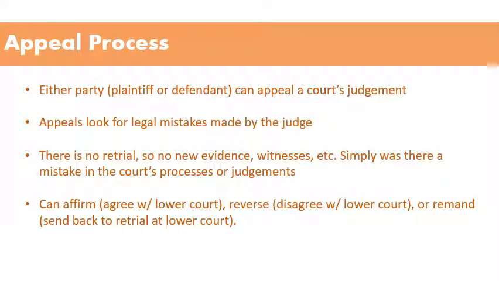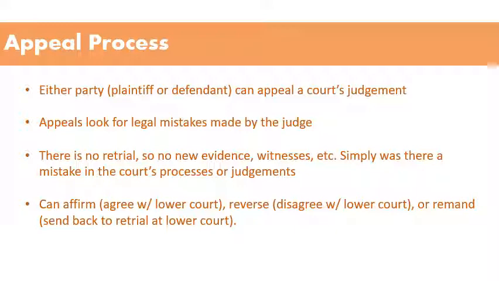All right, finally, we're at the appeals process. Either party, the defendant or the plaintiff, can appeal a court's judgment. These appeals mean that they're going to take it up the ladder, to a higher court, to see if there were any legal mistakes made by the judge. Now, this is not a retrial. They're not bringing in new evidence. They're not bringing in new witnesses and things like that. We're not going through a whole discovery period. All they're trying to figure out is, was there a mistake in the lower court's processes or their judgment?